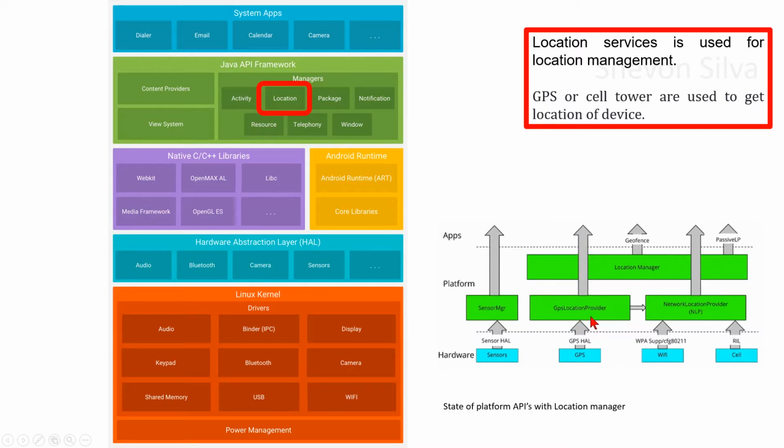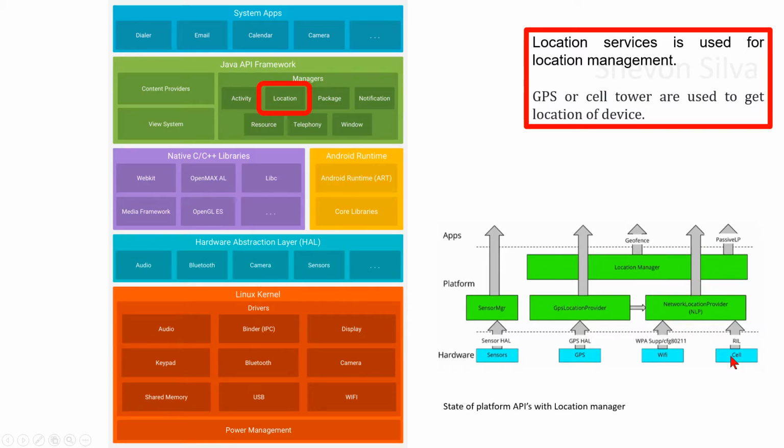And here the GPS location provider can also connect to the network location provider, NLP, and here Wi-Fi, wpa_supplicant and cfg80211, and it goes through the network location provider, and location manager can access NLP, and it goes through to the apps.